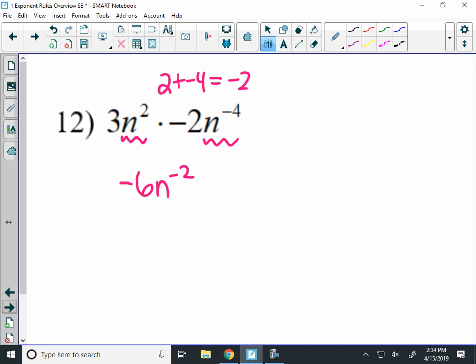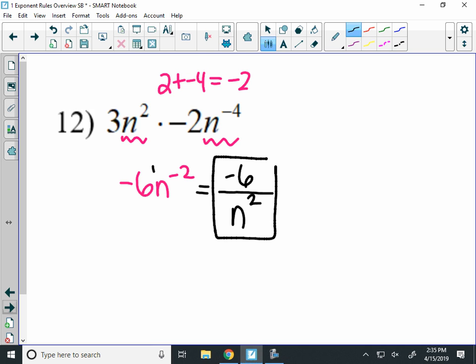Now when I have a negative exponent, remember that's an unhappy exponent and he needs to move to the basement, or the denominator of the fraction. So the negative 6 stays put because its exponent is positive. The n moves to the denominator. So the simplified form is negative 6 over n squared.